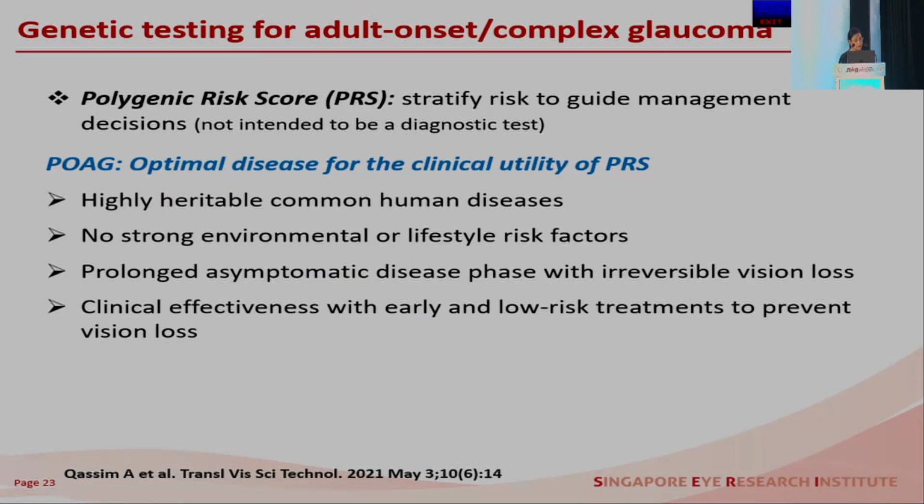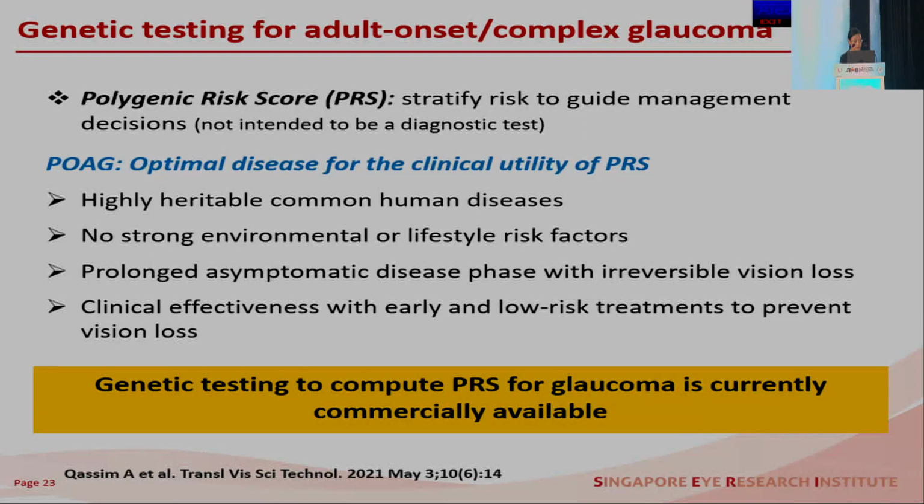And importantly, primary open-angle glaucoma is actually quite an optimal disease for the clinical utility of the polygenic risk score because it's highly heritable, it has no strong environmental lifestyle risk factors, it has a prolonged asymptomatic disease phase with irreversible vision loss, and studies have also shown that early diagnosis and treatment can actually lead to prevention of vision loss.